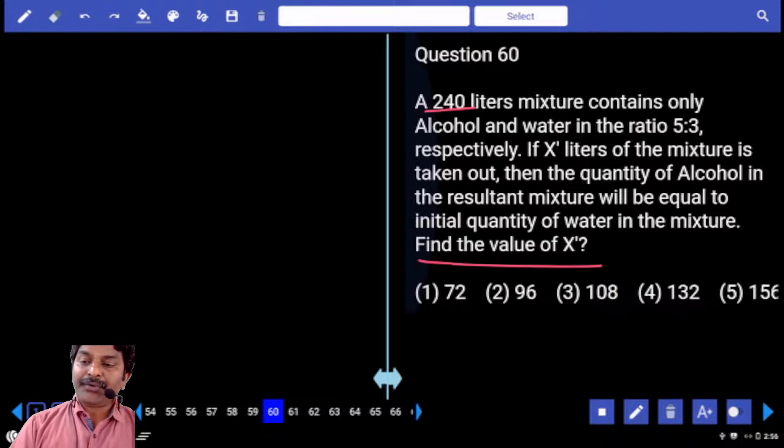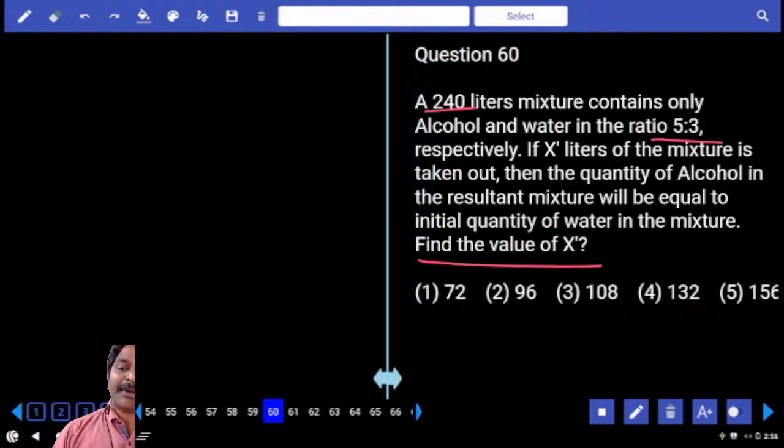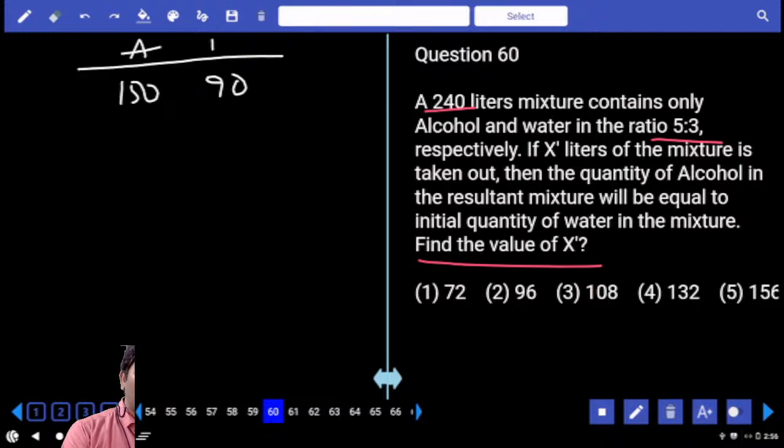Okay. 240 divided into 5:3 ratio, 8 parts. 8 how many times? 30 times. 5 into 30, 150. 3 into 30, 90. This is alcohol and then water in the initial container.